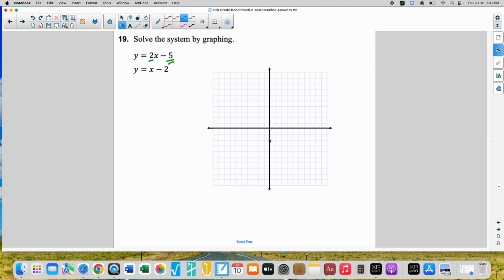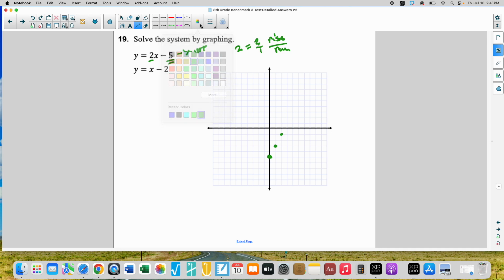We always plot the y-intercept. It's where the line is going to cross the y-axis. This is the y-intercept. And this is the slope. A slope of 2 is 2 over 1. That's rise over run. So you rise 2, go right positive 1, up 2, right 1. And now we want to connect those dots. And those are all the solutions for this one.